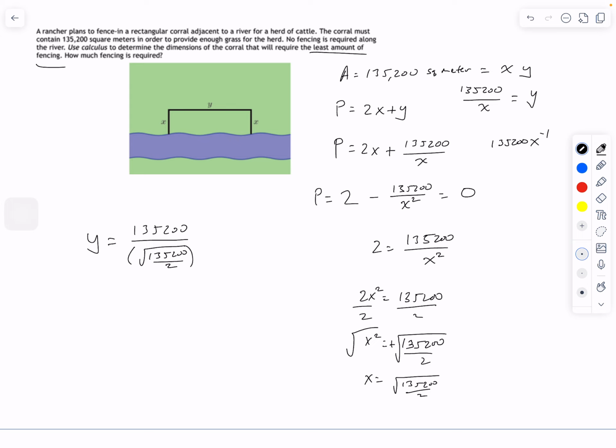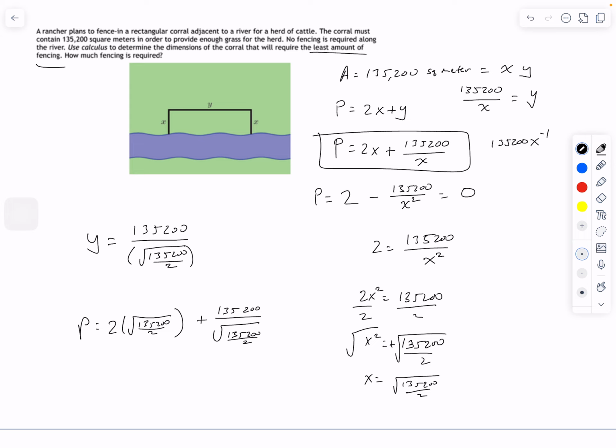And the last question is how much fence is required. So we can actually use this perimeter equation here. P is equal to 2x, which is 2 times the square root of 135,200 over 2, plus 135,200 over the square root of 135,200 over 2. Okay, you can plug those numbers into a calculator and you can get some decimal values.